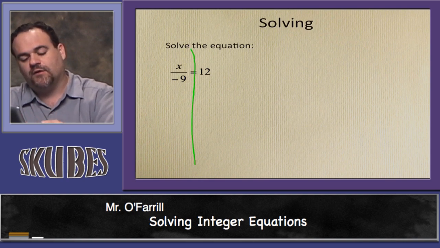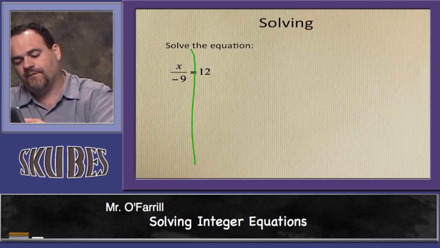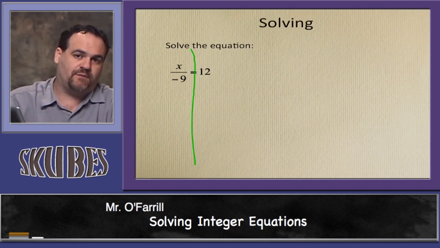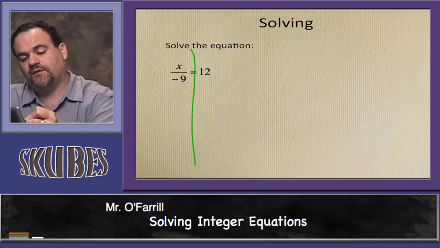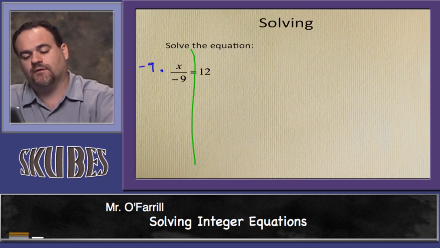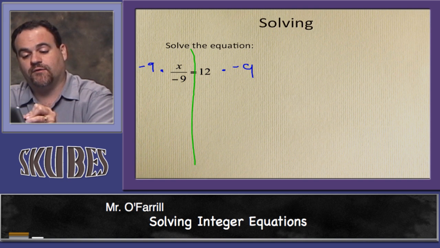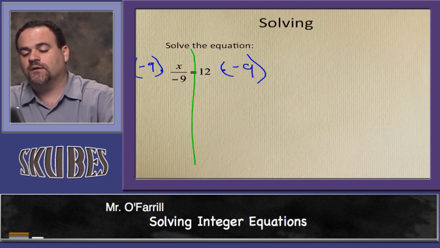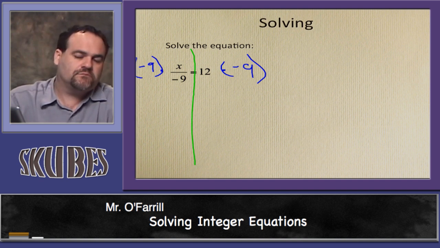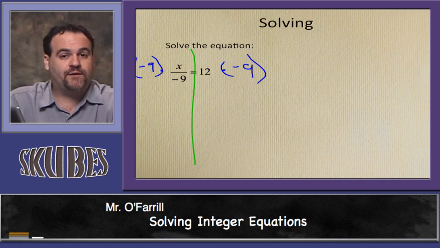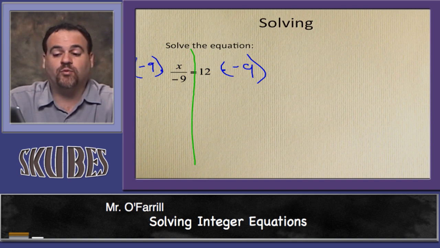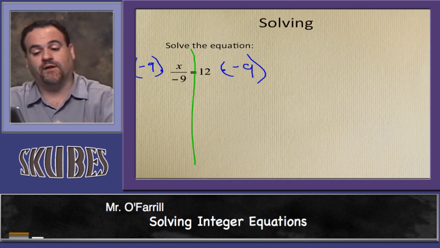I'm going to still begin with my balance line. And we're dividing both sides by negative 9. So what we're going to need to do is multiply both sides by negative 9. You can write it this way. You can write it using the parentheses I just showed you and write it this way. It's totally up to you, whatever is most comfortable in your mind, whatever you like to see on your paper. The real point here is that we're multiplying both sides by negative 9.